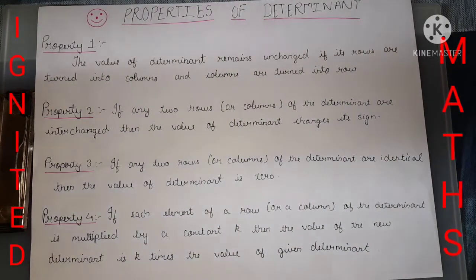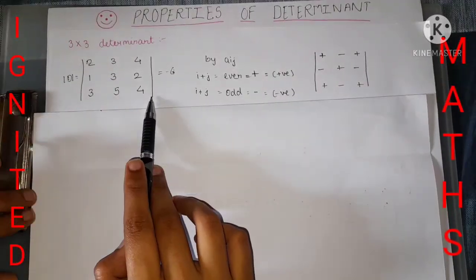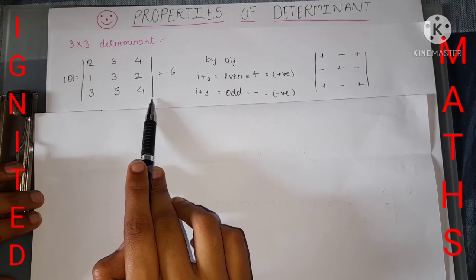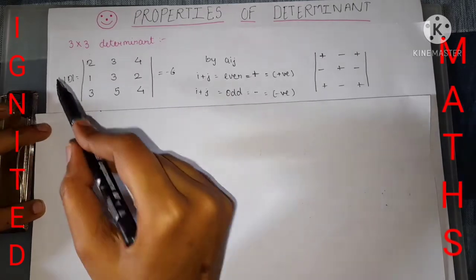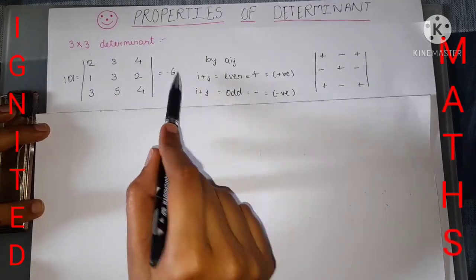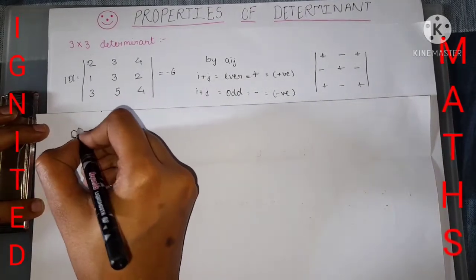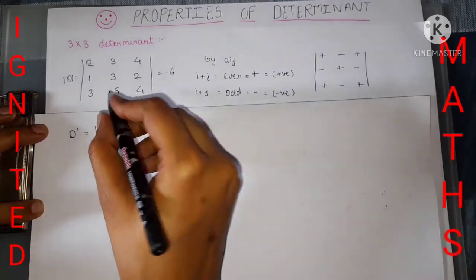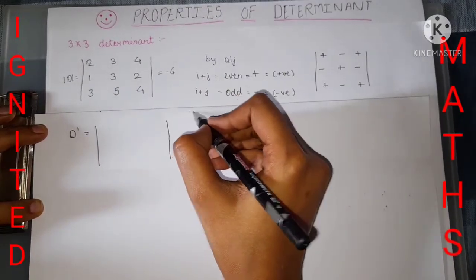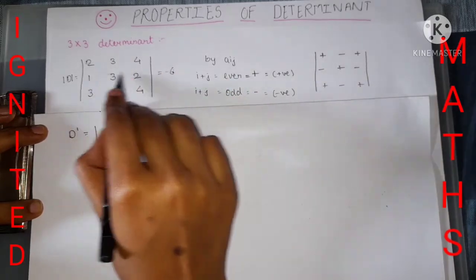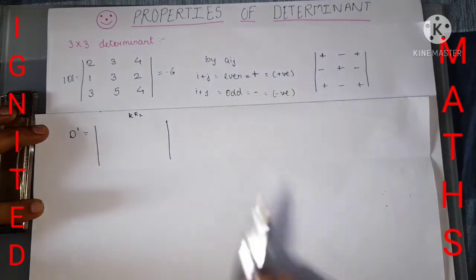Let's take the same example that we already took for proving the properties 1 and 2. The D value is given, and the value of the determinant we have also found. I am going to take the D dash value, in which I am going to multiply by the k term at row 2.